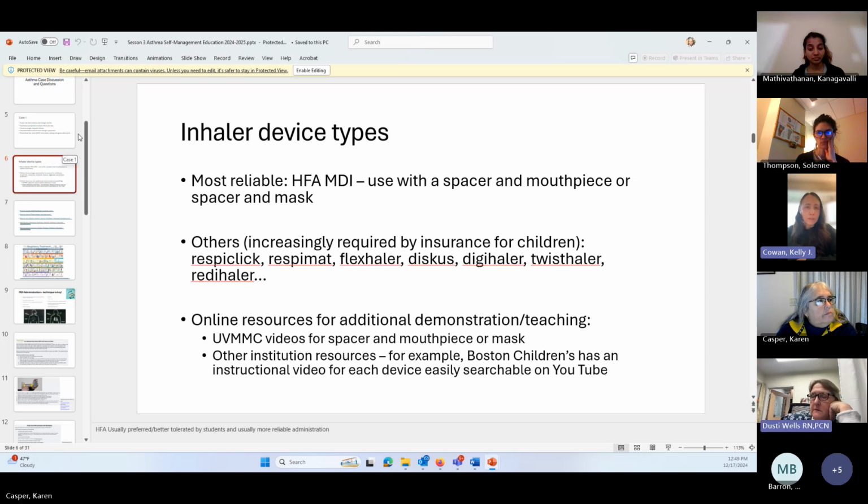To recap, the most reliable devices, especially in the younger kids, are the HFA MDI with the spacer and mouthpiece, or spacer and mask, which is probably the most familiar, that we've used pretty long term. The others are breath actuated. If they say Respiclick, Respimat, FlexHaler, Diskus, DigiHaler, TwistHaler, ReadyHaler, these are all breath actuated, and the devices all work a little bit differently. You can advance to the next slide.